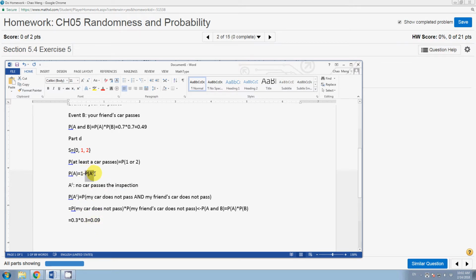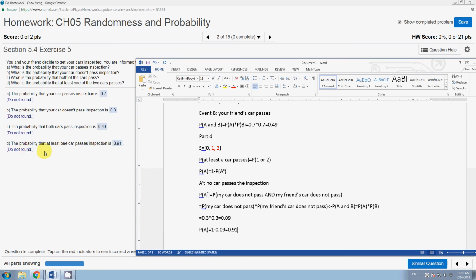So this one is 0.09. But we still need to calculate the probability of A occurring. So that's going to be 1 minus 0.09, which is 0.91. So if you look at the last question, yes, the probability is 0.91. And for this part D, we used this rule: the probability of A is equal to 1 minus the probability that A does not occur.